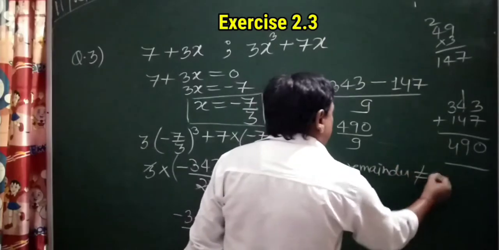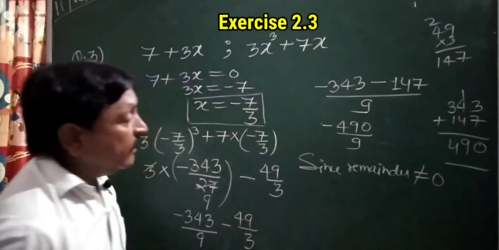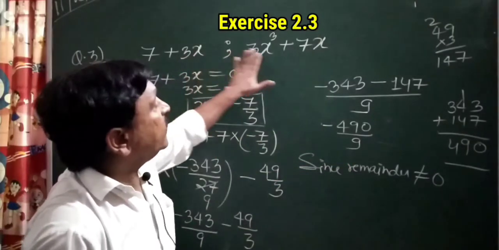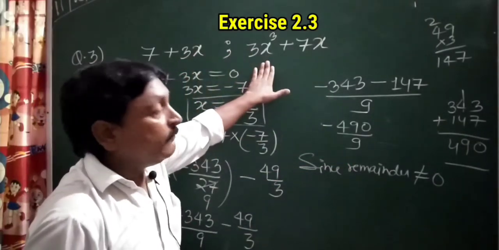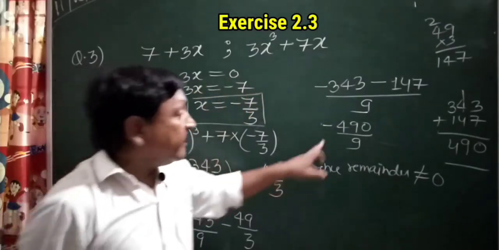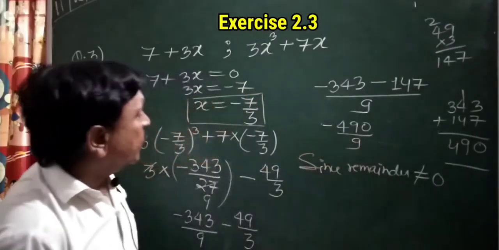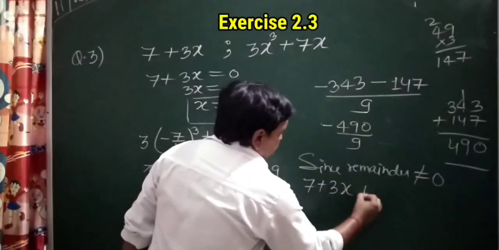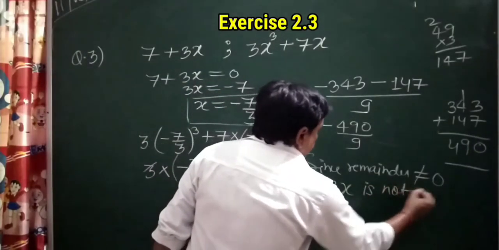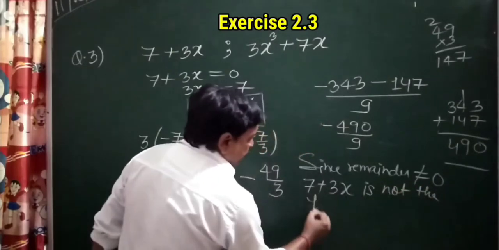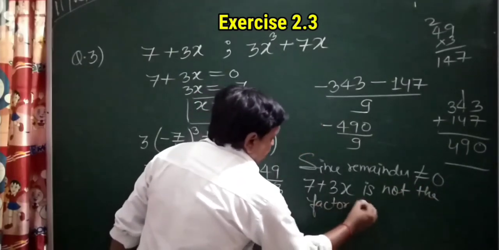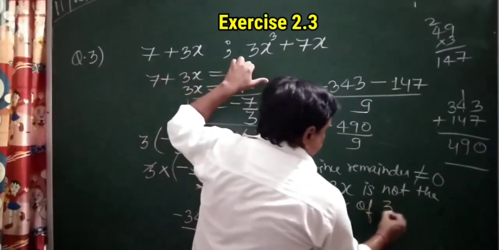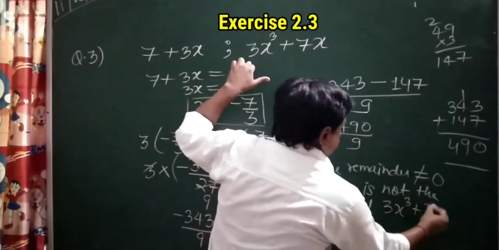Since the remainder is not equal to 0. I had told you that if the remainder comes 0, then 7 plus 3x will be a factor of this, otherwise it is not a factor. And in this case, the remainder is not equal to 0. So we can say 7 plus 3x is not a factor of 3x cube plus 7.